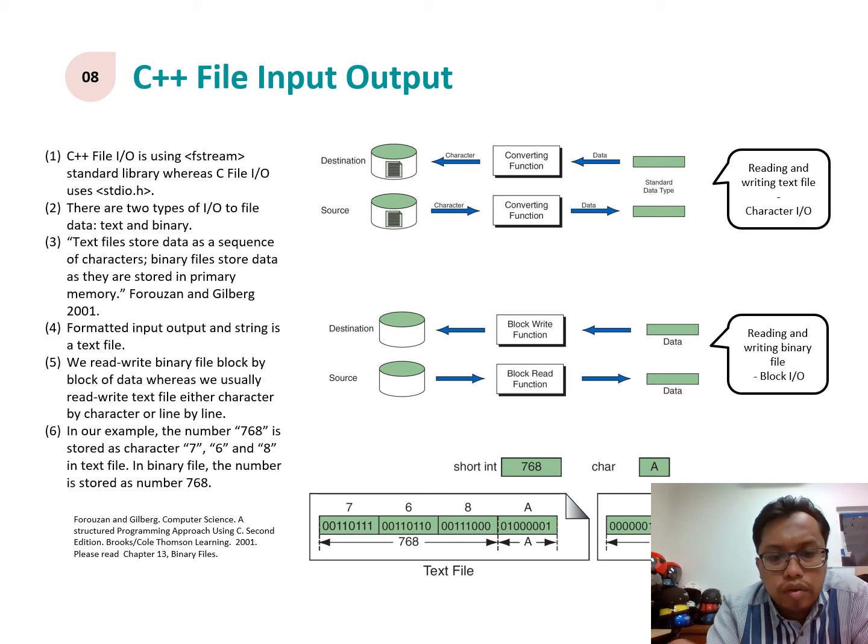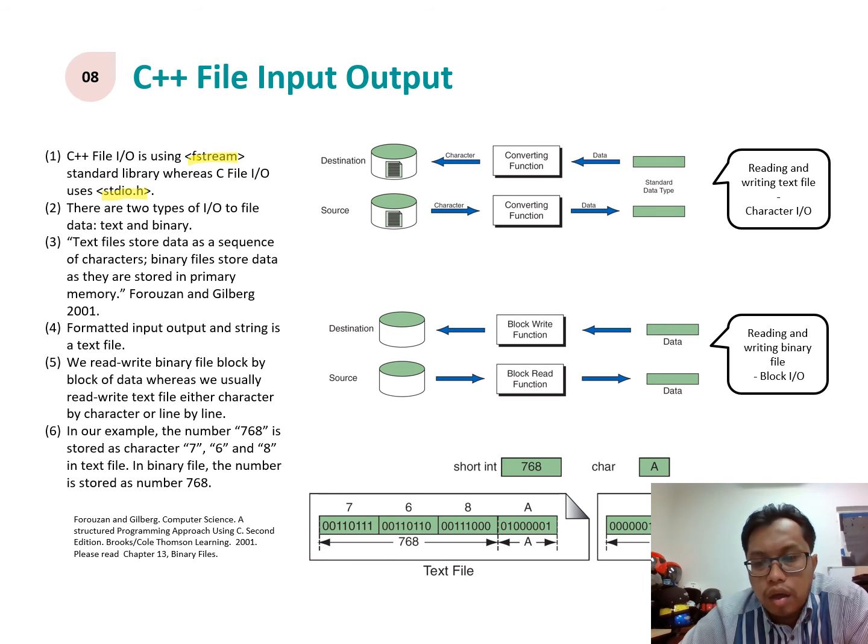So to use that in C++ we use the fstream, whereas in C we use the stdio, standard input output. To write or read data to a file or from a file, it can be only two types. It's either text or binary.